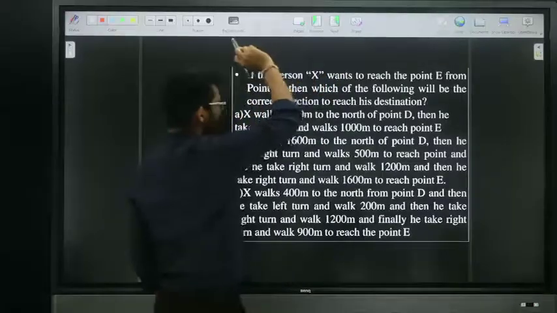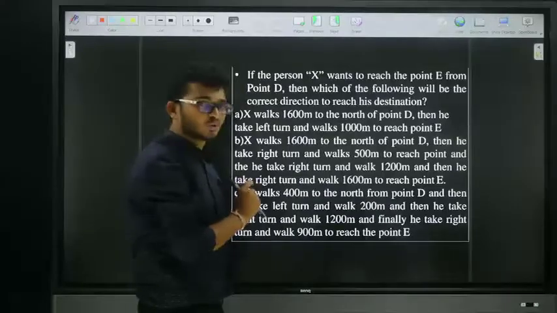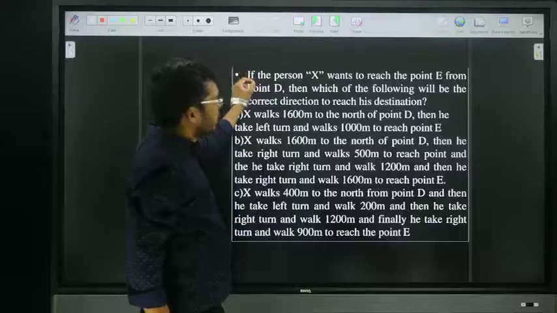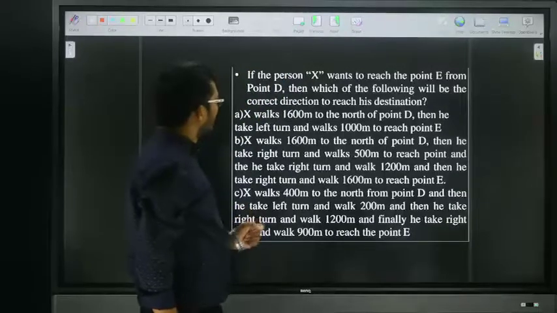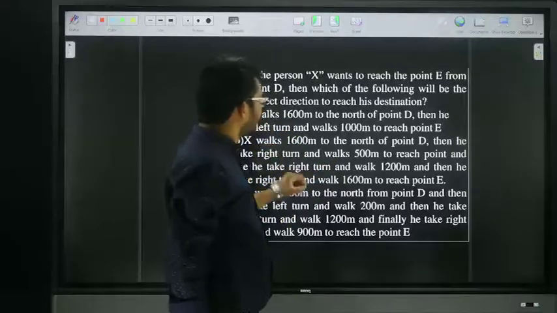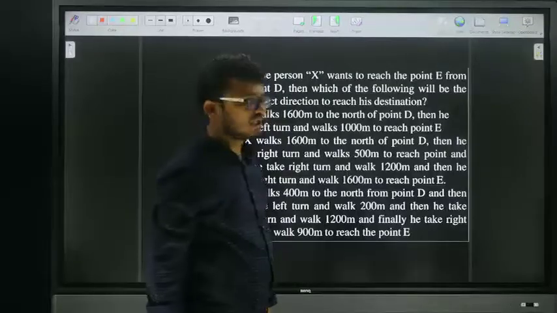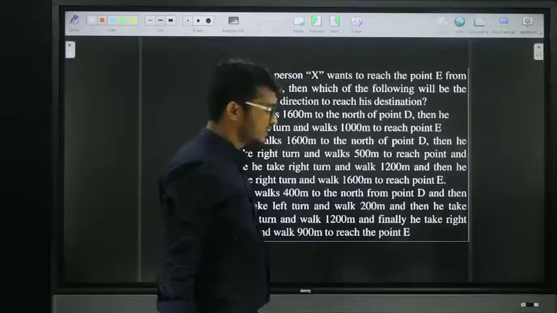Yes friends, see here. Take your first question. Just note down the question, then answer it. If the person X wants to reach point A from point D, then which of the following will be the correct direction to reach his destination?